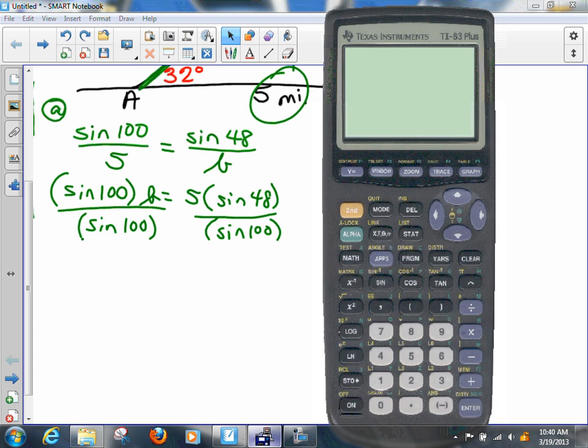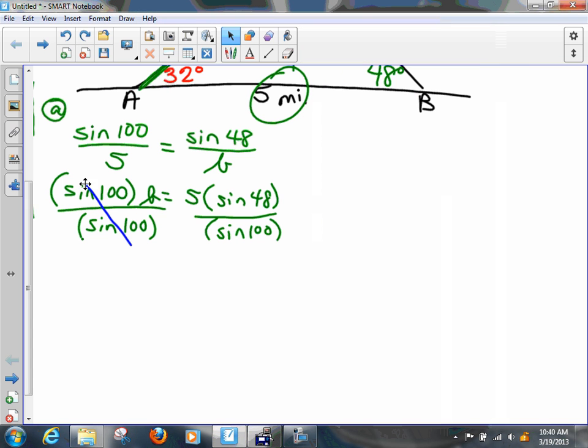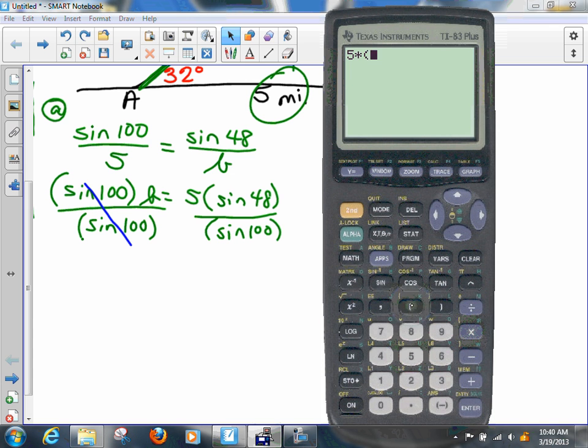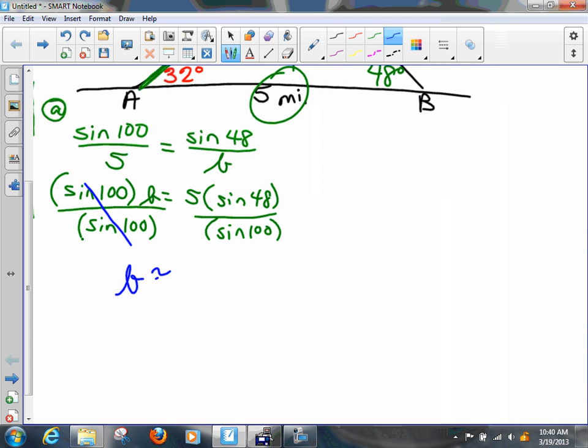All right, so calculator-wise, parentheses ninja, 5 times, parentheses sine 48, close, close. I get my product, and then I divide by sine of 100. And I get approximately 3.7, 3.8 if I round to the nearest tenth. 3.8, and it has to be in miles. We're talking word problem, so it needs to be in word problem form, okay? Wow, that's just kind of crazy. That's almost 4 miles in the air, y'all.